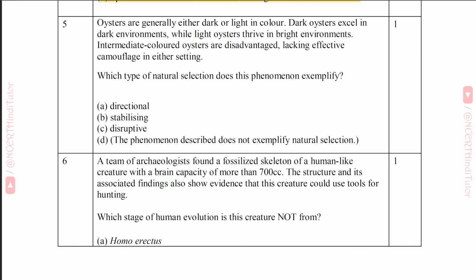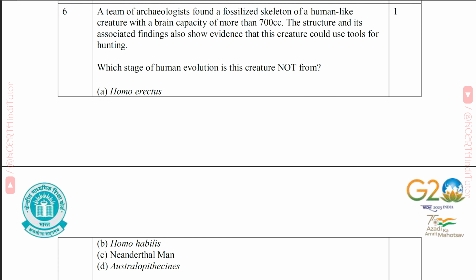Question 5. Oysters are generally either dark or light in color. Dark oysters excel in dark environments, while light oysters thrive in bright environments. Intermediate colored oysters are disadvantaged, lacking effective camouflage in either setting. Which type of natural selection does this phenomenon exemplify? Answer C. Disruptive.